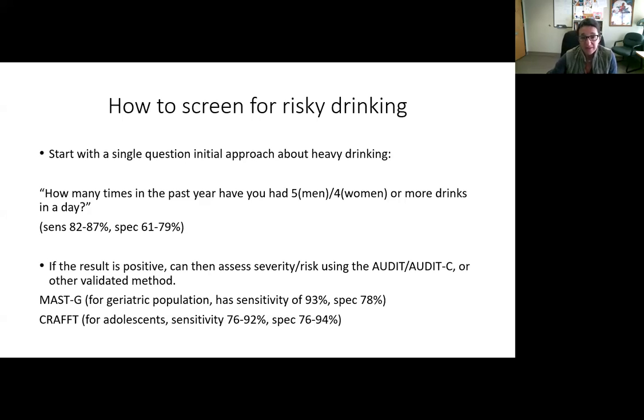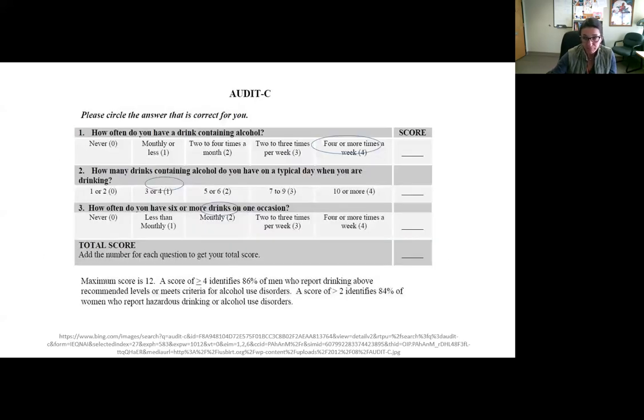And if that results positive, then you would go ahead and assess the severity of their risk using a validated tool. We recommend the AUDIT or the AUDIT-C as a simple 3-question one that you'll see here in the next slide in order to determine if they have a use disorder. There are more population-specific scales, so the MAST-G for geriatric populations and the CRAFFT for adolescents.